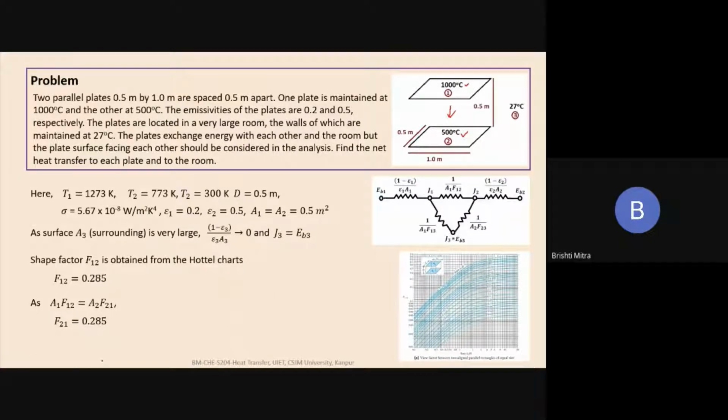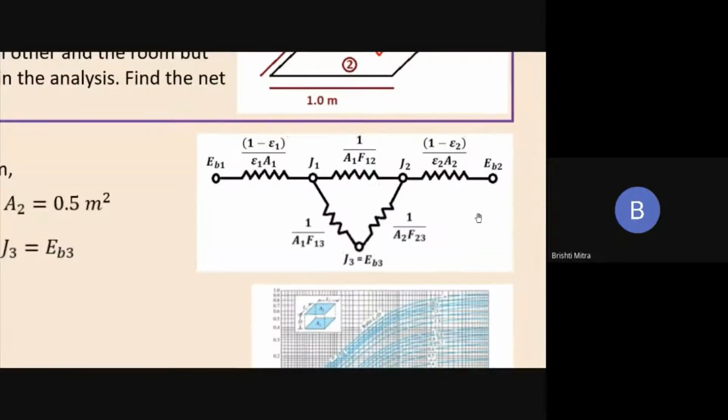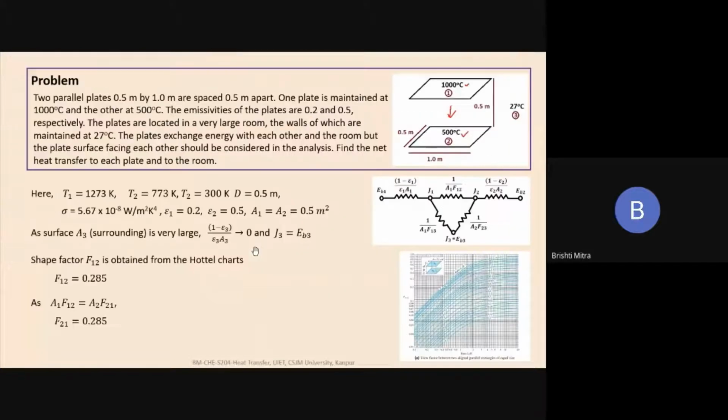So if I look at this, let me just blow this up a bit. My figure: this is my body 1, this is my body 2, and I have the 3 resistances present. Now, as far as body 3 is concerned, the area of the room is very large. So the surface resistance of this large room becomes negligible and J3 becomes equal to EB3. So this is what the electrical analog looks like, and this is what we are going to work with.